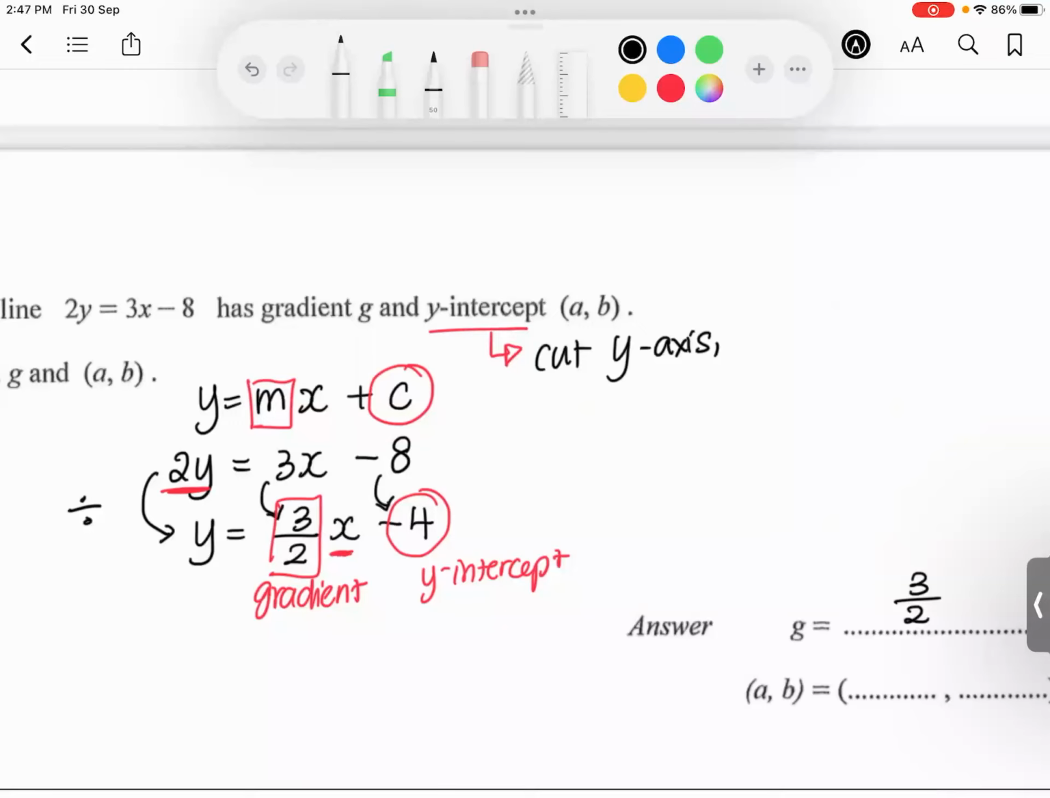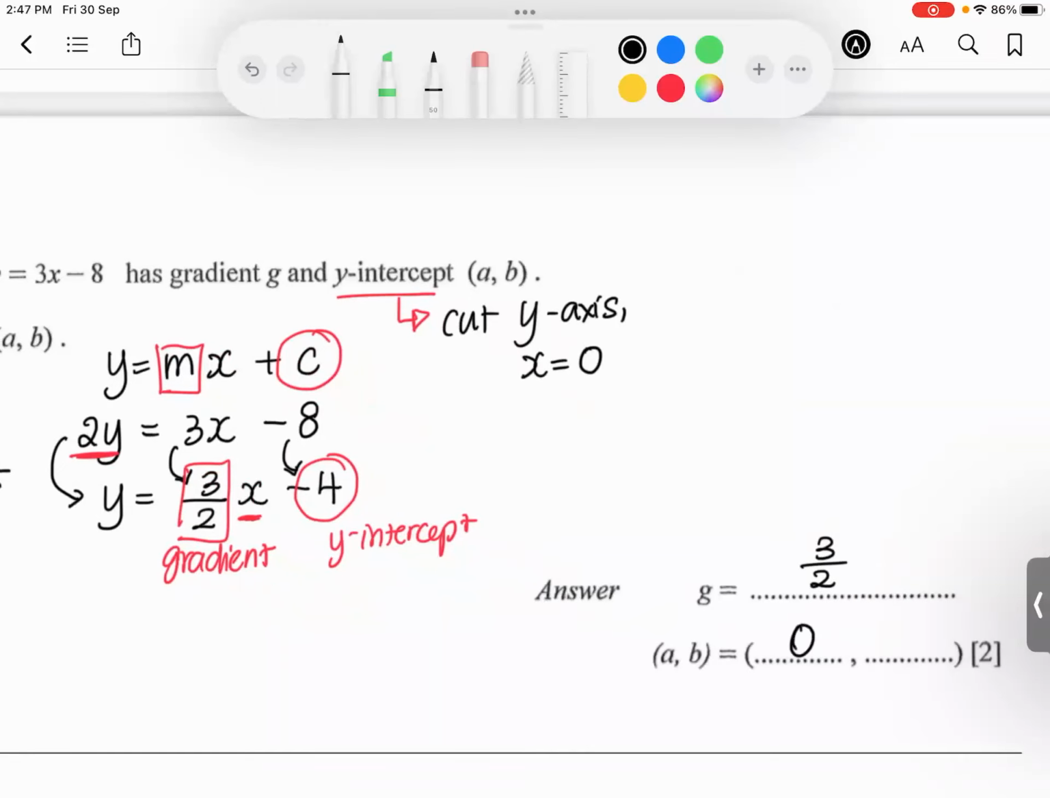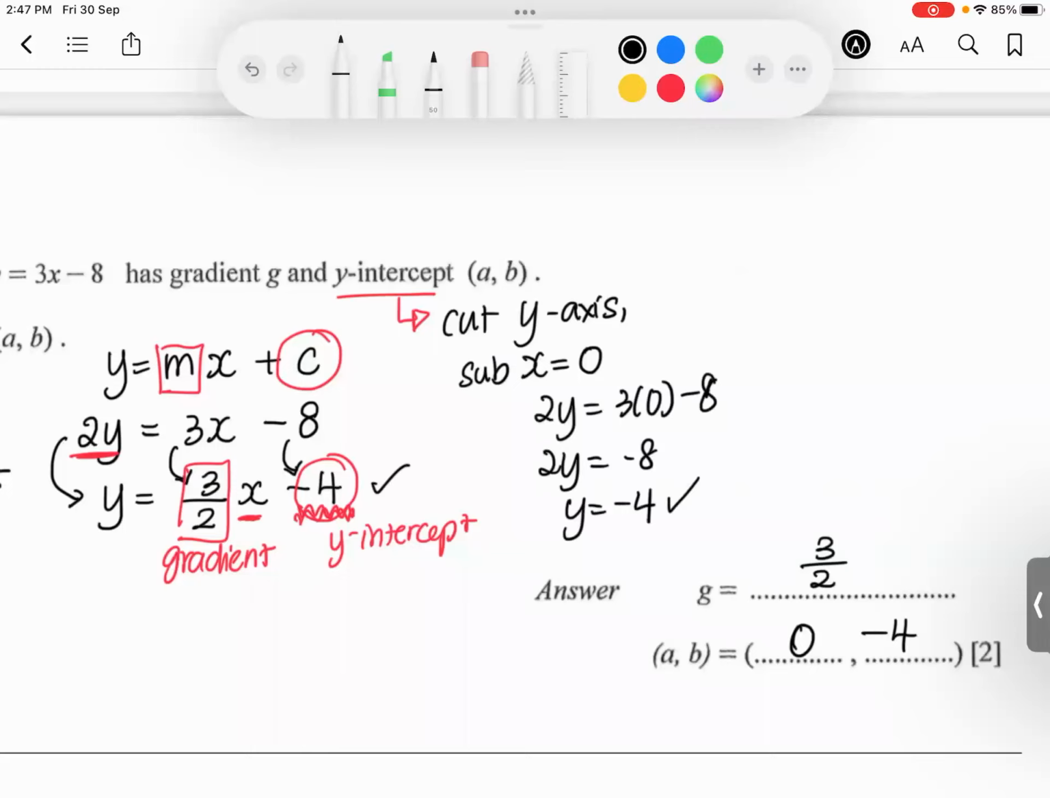Now, y-intercept means it cuts the y-axis. When you say cut the y-axis, the value for x is equal to 0. So straight away, in A and B, the value for x is equal to 0. So what is the y-intercept? This is your y-intercept number, which is -4. Alternatively, you can substitute x equals 0 into your equation. So 2y equals 3 times 0 minus 8. 2y is equal to -8, y equals -4. The answer is still the same. Same question, but different method.